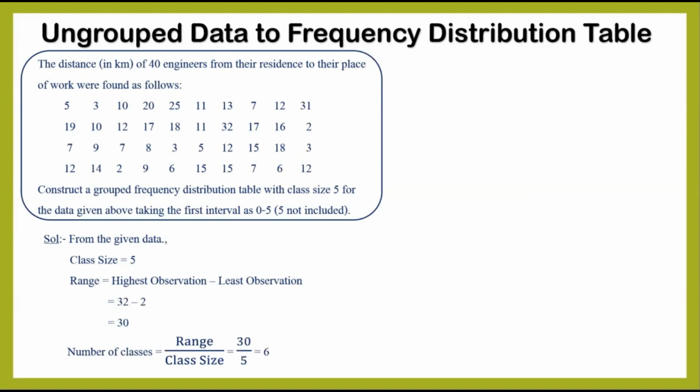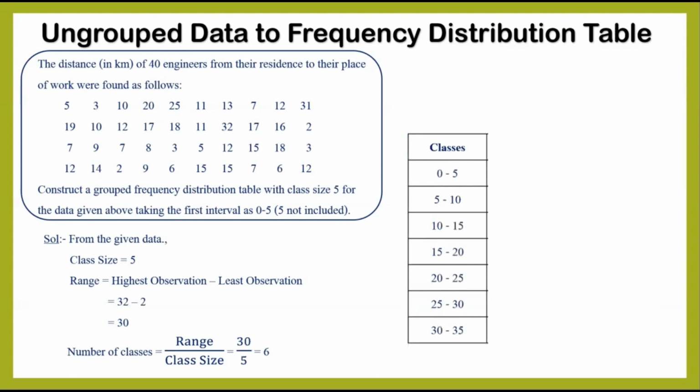Sometimes if you get a number very close to 6, then we will take 6. Suppose you got a number like 6.9 or 6.8, then we'll go with 7. So the number of classes must be a natural number. Whatever we got for range by class size, we take the next natural number. Here anyway we got 6, so no issues at all. So firstly, we'll prepare the classes: 0 to 5, 5 to 10, 10 to 15, 15 to 20, 20 to 25, 25 to 30, 30 to 35. So there are altogether 7 classes.